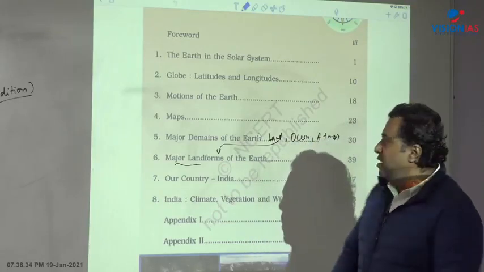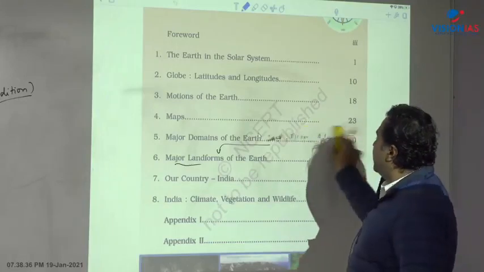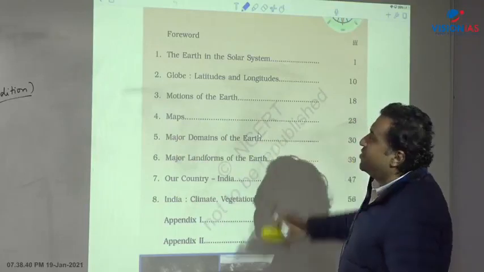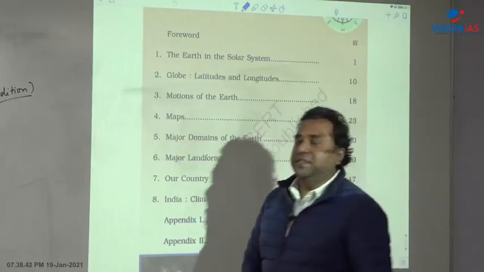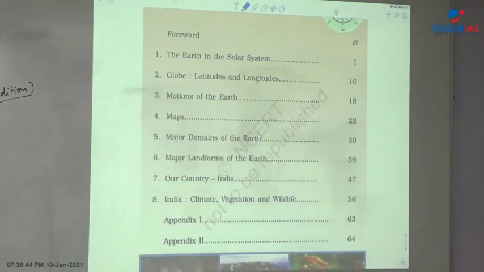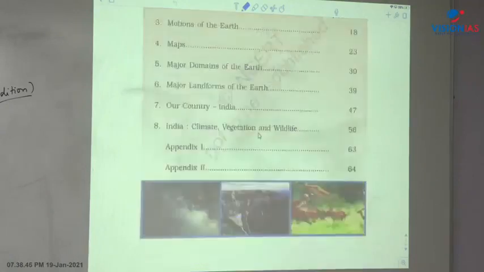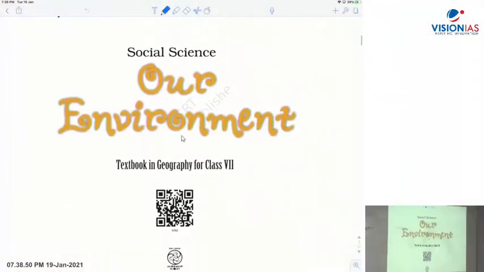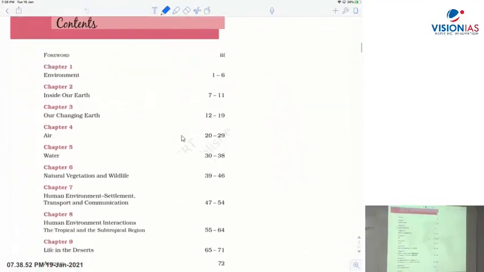Do we get it? Now after the class 6 NCERT, what do you have? What do we get after the class 6 NCERT? Then you have the next class 7th NCERT. Okay, let me just put the slide there. So after this, class 7th. You can see our environment, class 7th NCERT. In this, what all do you get?